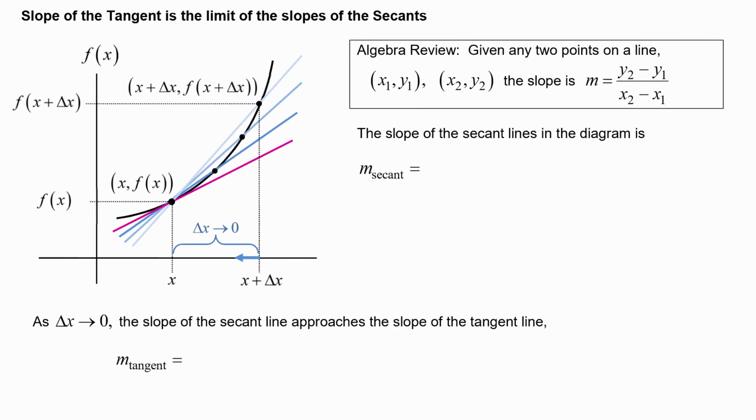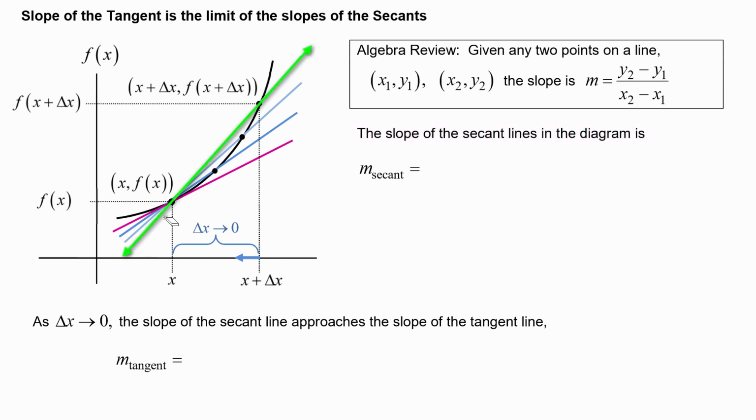Next up, you will discover how the slope of the tangent is the limit of the slopes of the secants. First, a quick algebra review. Given any 2 points on a line, (x1, y1) and (x2, y2), we can find the slope, which we call m, by doing (y2 minus y1) over (x2 minus x1). And that would give us the slope of any line. So then that means we can find the slope of the secant lines in this diagram.